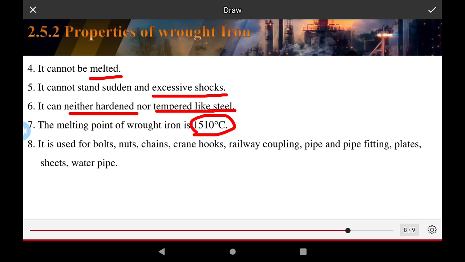Application of wrought iron: it is used for bolts, nuts, chains, crane hooks, railway couplings, pipes and pipe fittings, plates, seats and water pipes.